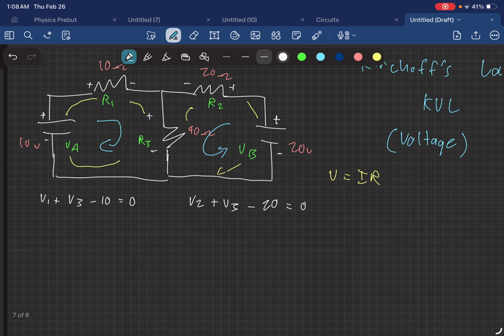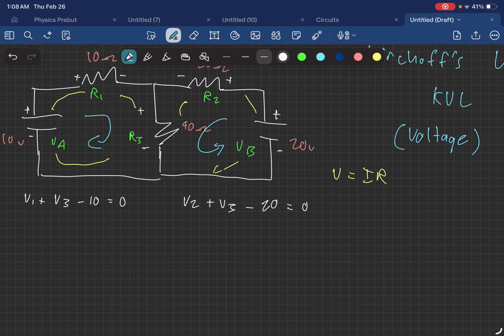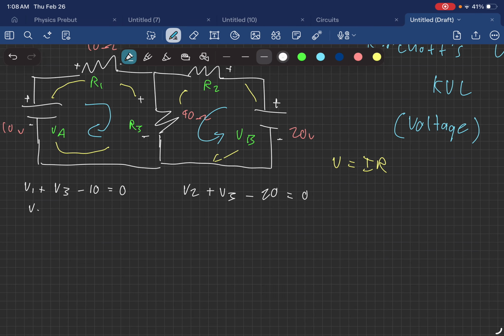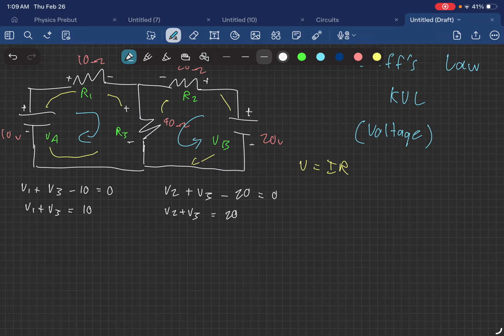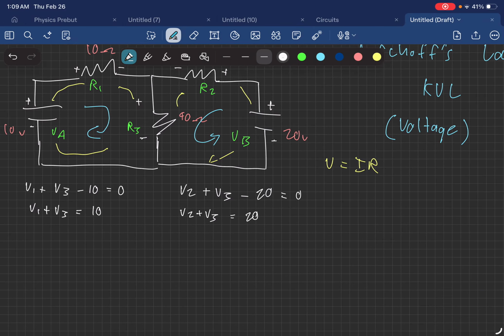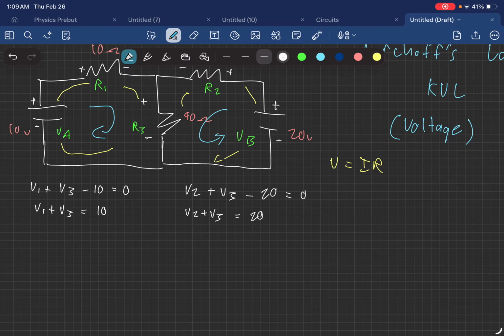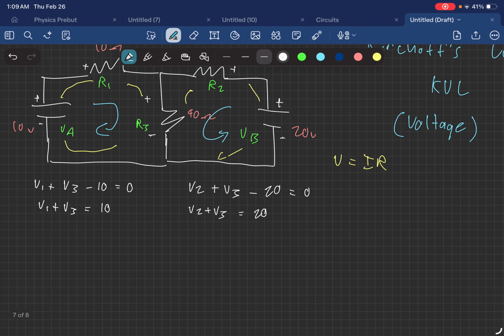Then let's transpose our VTs. Let's put it in standard form. So V1 plus V3 equals 10, and V2 plus V3 equals 20. So what do we do from here? Just like in KCL, you're just going to be substituting values. What else can you do from here, right?